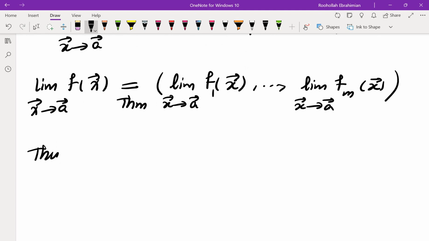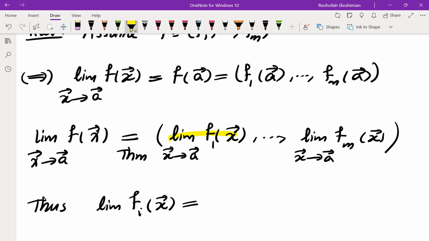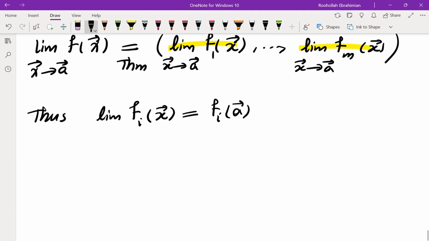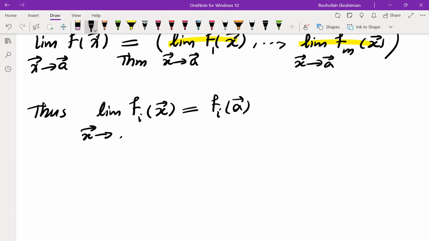So what does that mean? That means the limit of fi of x, each of these components would be the same as fi of a as x approaches a. And what does that mean? It means fi is in fact continuous at a. Now the backwards direction would be quite similar.